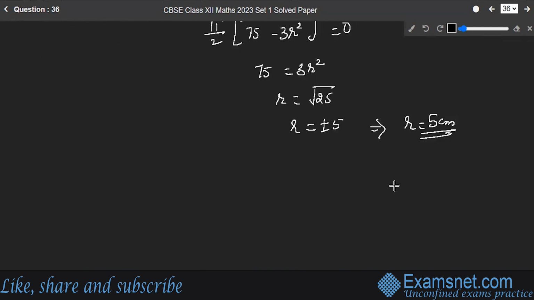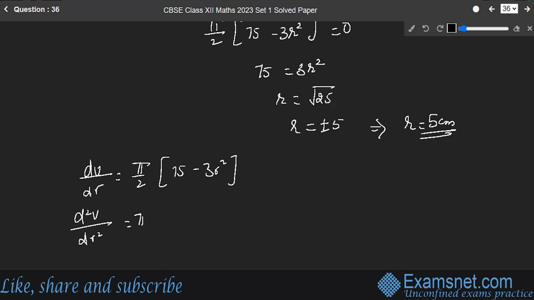Let's check it also. Let's confirm this thing also. Let's find the second derivative. You had dV by dr as pi by 2 (75 minus 3r square). So let's find the second derivative of it. You have pi by 2 times minus 6r, which is less than 0.